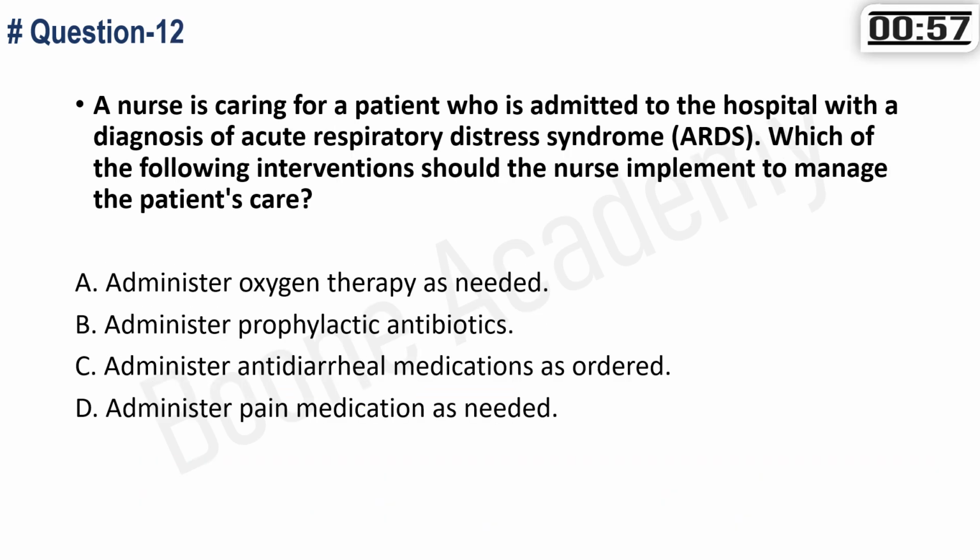Question 12. A nurse is caring for a patient who is admitted to the hospital with a diagnosis of acute respiratory distress syndrome, ARDS. Which of the following interventions should the nurse implement to manage the patient's care? A. Administer oxygen therapy as needed. B. Administer prophylactic antibiotics. C. Administer antidiarrheal medications as ordered. D. Administer pain medication as needed. You have 1 minute to answer your question.